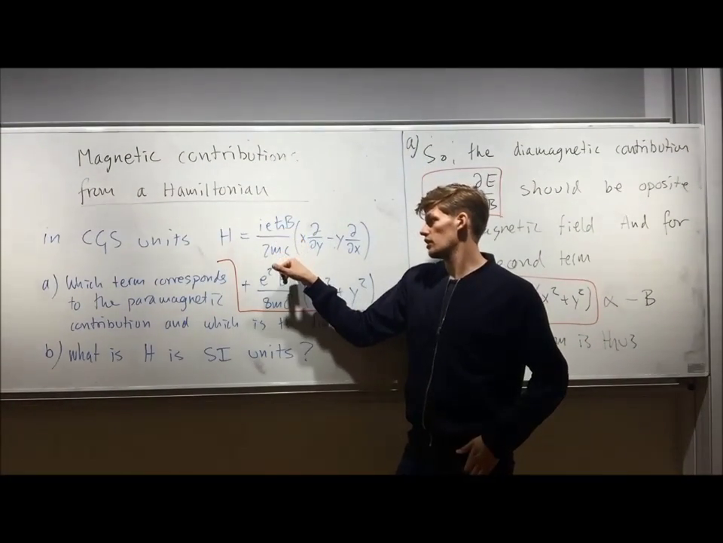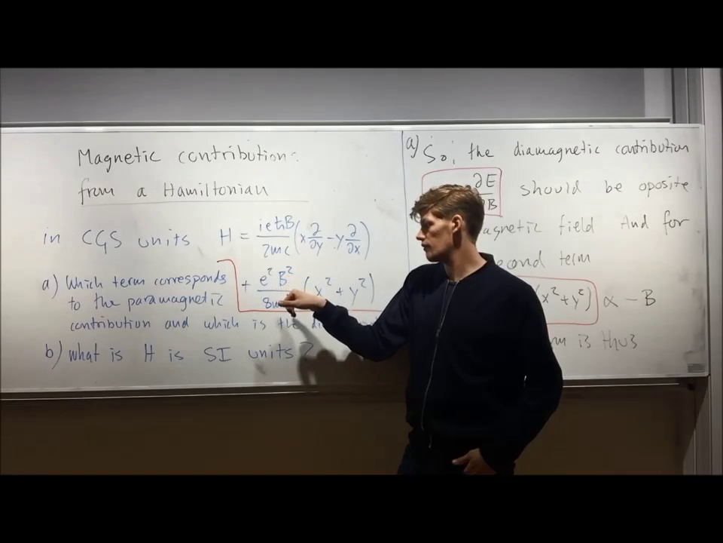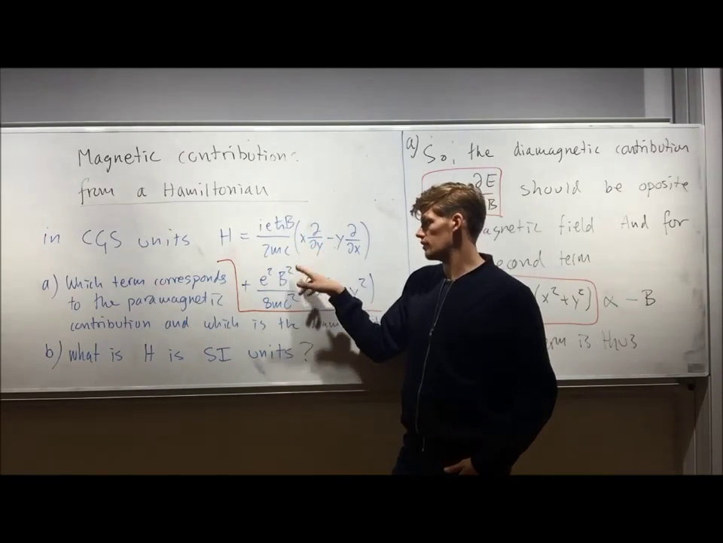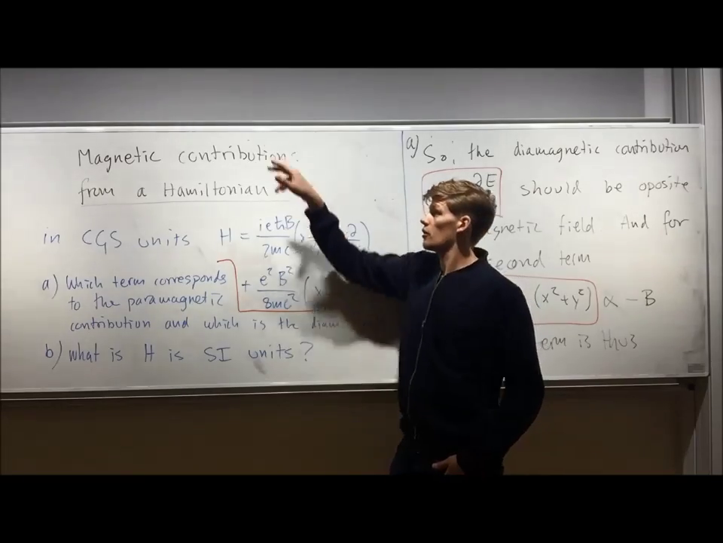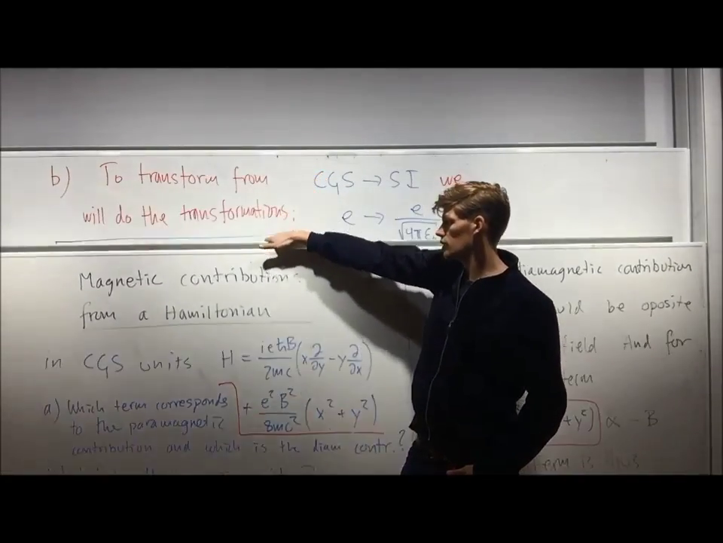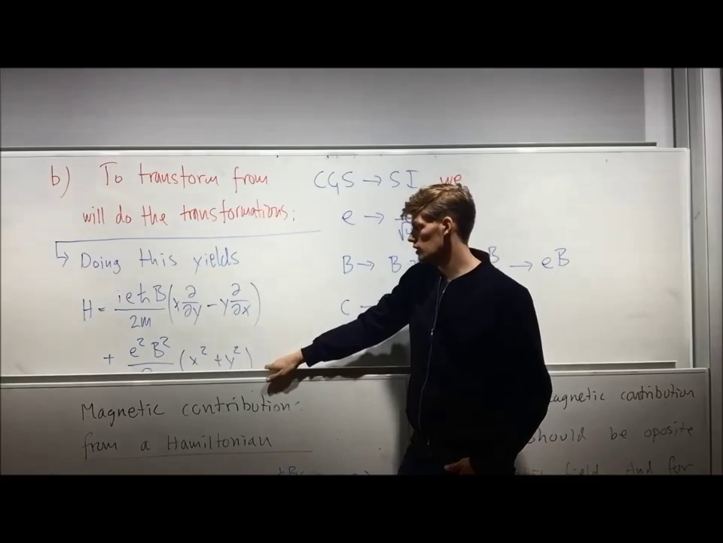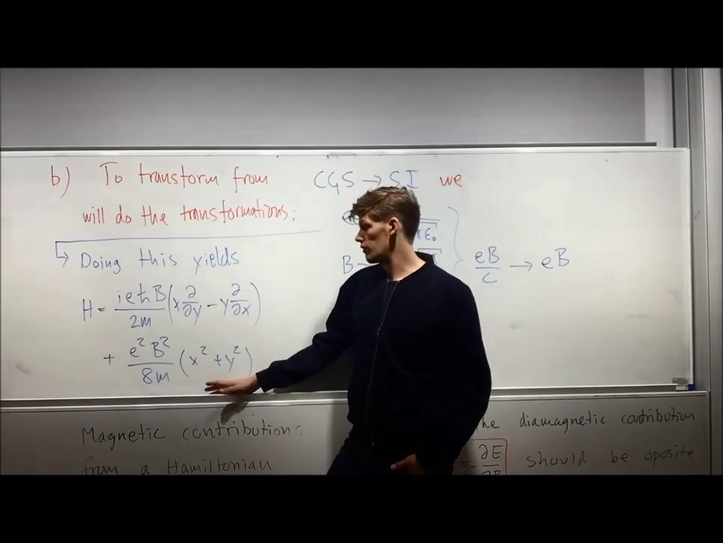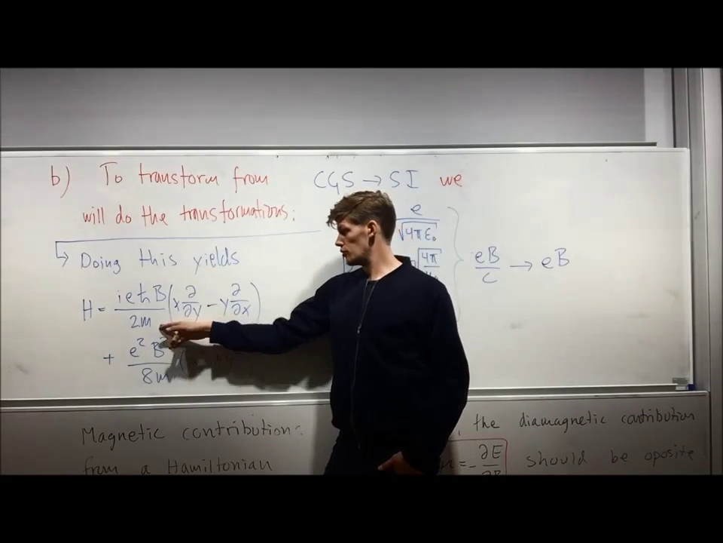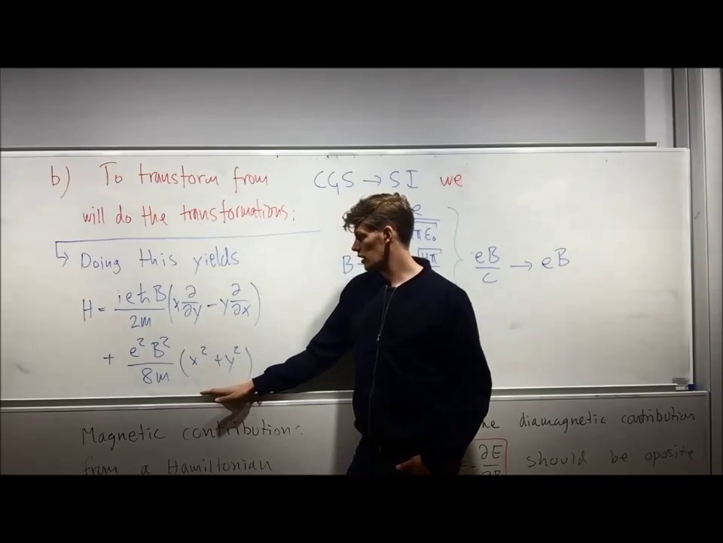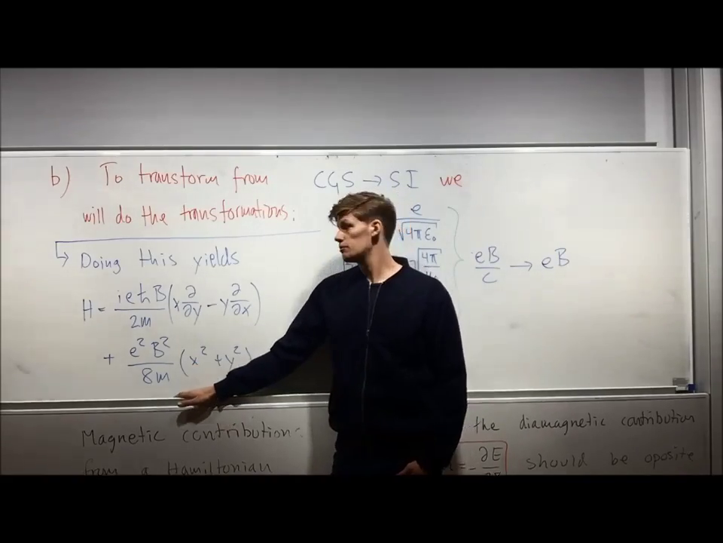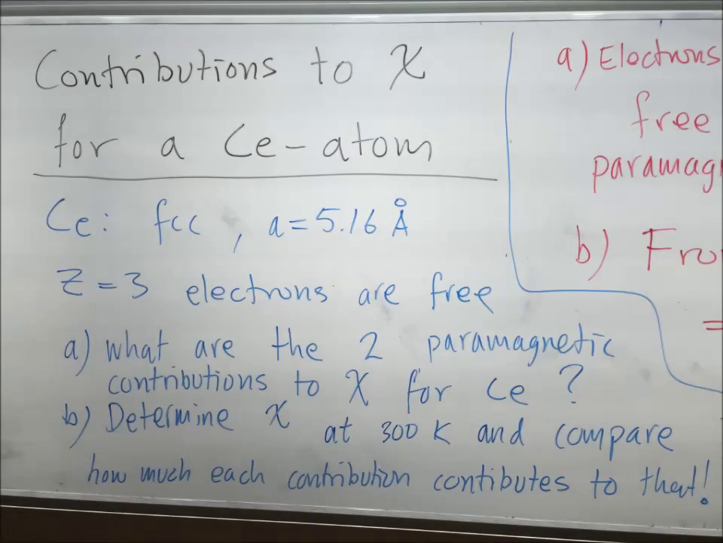So you have EB divided by C, and we know that basically the C's here will disappear for our second question. That's the only change, and thus you have this Hamiltonian in SI units, right? You remove the C, and that's basically the answer to that question.